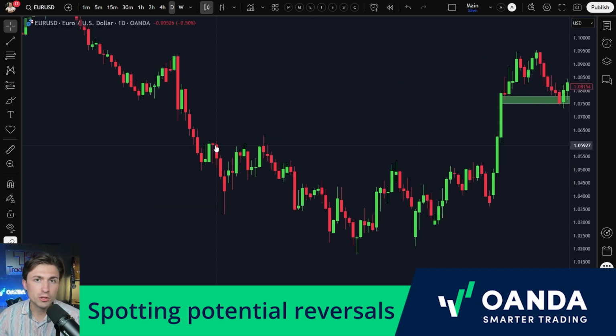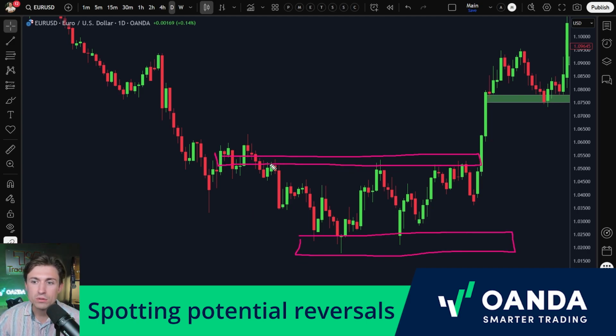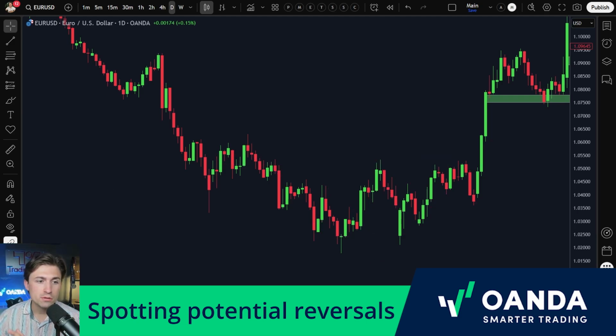Here's a few other really common patterns that traders often look for in terms of spotting potential reversals. Let's say that we're sitting in a consolidation zone, like we saw here on the euro dollar, where essentially buyers and sellers were sort of equal between this range, basically causing the price to go back and forth. When you spot these really tight levels of consolidation where we can clearly see price comes up to this area, sells off, price comes up, sells off.